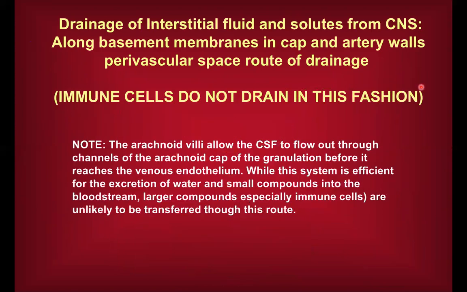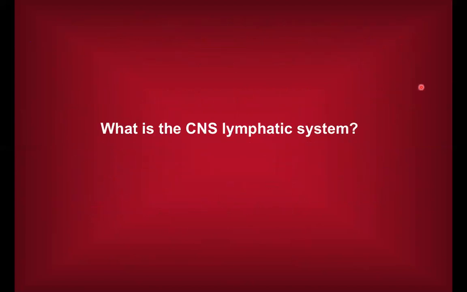Okay, so in big cap letters here, this is where that lymphatic system comes into play, because immune cells do not drain out in this fashion. While those arachnoid villi allow CSF to flow through to the subarachnoid space and then leave into the bloodstream, you can get water and small compounds in the bloodstream, but larger compounds, especially immune cells, are not transferred through this route. This is the difference, and why we have this newly identified lymphatic system.